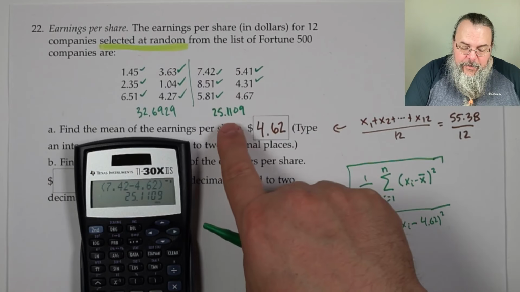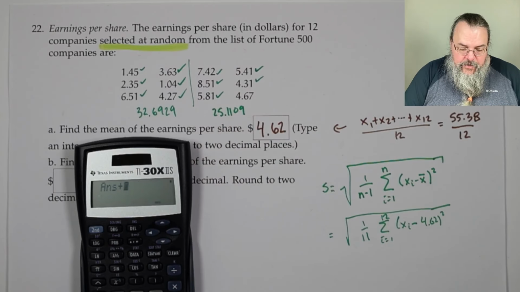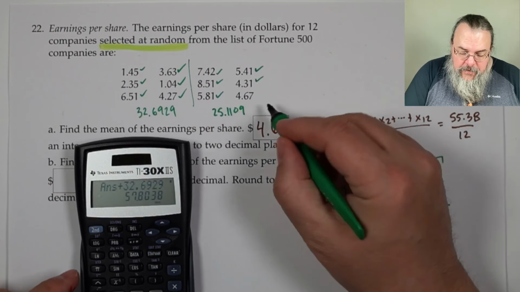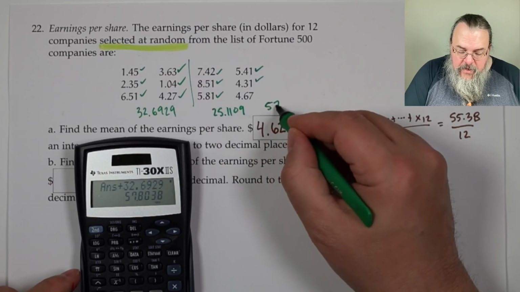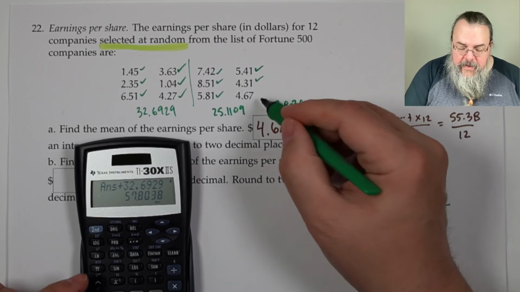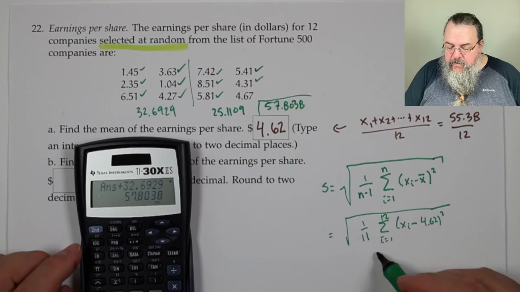All right, so we have 25.1109. Add that to 32.6929, which was previously, and we're getting 57.8038. Okay, so that's this piece right here.